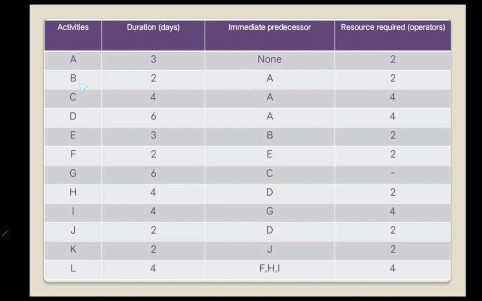The immediate predecessor for activity B is A, and for C it is A again, and for D it is A again, and so on. So I'll explain how to construct the network. First of all, the fourth column is the resource required, operators, meaning labor, skilled labor or unskilled labor. There are different kinds of resources we use in project management. So how do we manage those resources? The purpose of this discussion is to reduce the cost and increase profit. Now let me start how to construct a network.